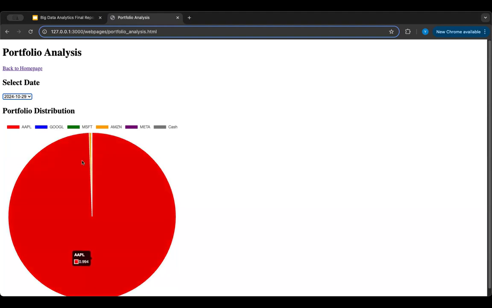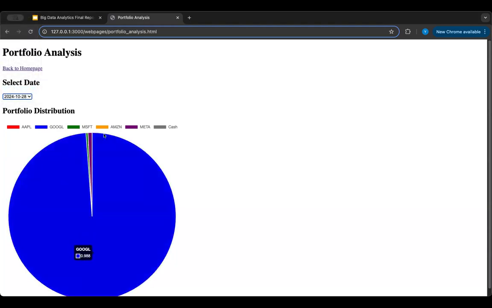And you can see at this date, October 29th, you should hold 99.4% of Apple stock and some percent of Amazon and a little of cash. And if you go to the previous date, you can see we suggest to hold some Google, most of Google, some of Microsoft, and some Meta.